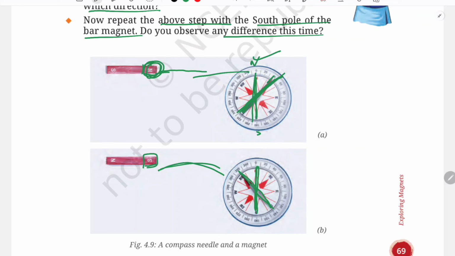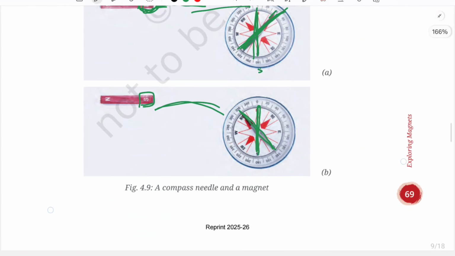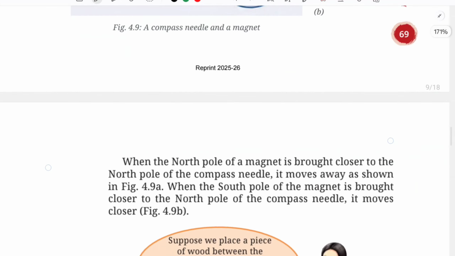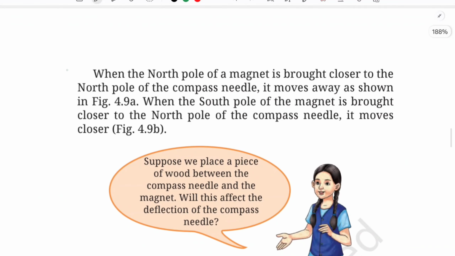What you need to remember? Opposite poles attract each other and same poles repel each other. Or just like in your book it is written, unlike poles attract each other and like poles repel each other. Okay, so this is the concept that you need to understand. So this is what is given here. Okay, again this is important.